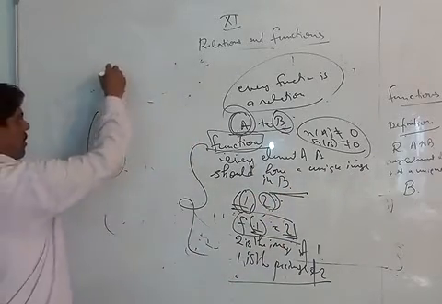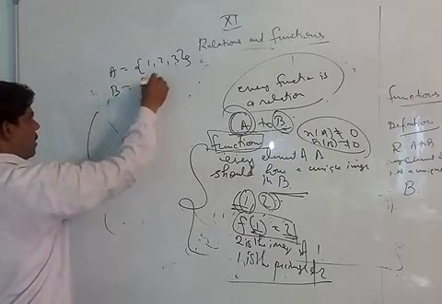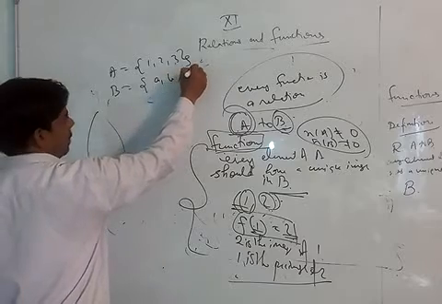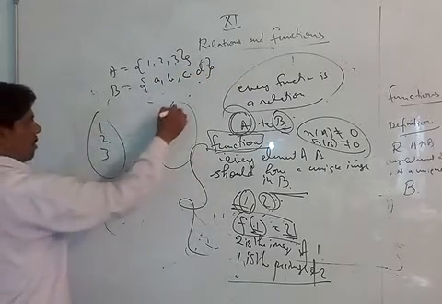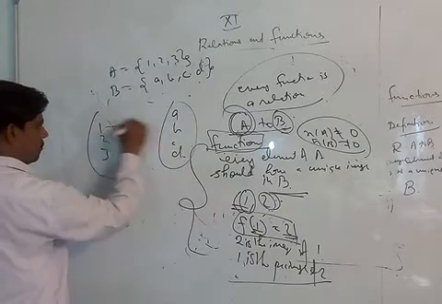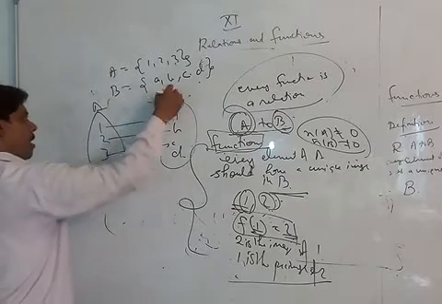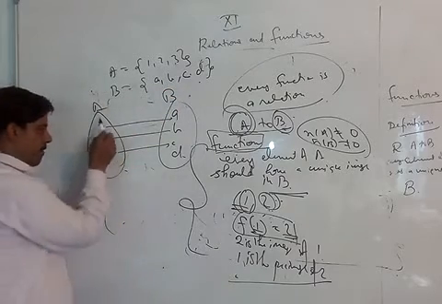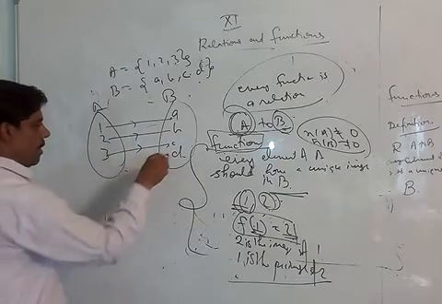सपोज करो A मैंने डिफाइन कर दिया 1 2 3 और B मैंने डिफाइन कर दिया A B C. D भी ले लेते हैं. So we are getting 1 2 3 and A B C D. सपोज डायरेक्टली कनेक्टेड है. अब यहाँ पर एवरी एलिमेंट ऑफ A में, एवरी एलिमेंट 1 2 3 सबकी इमेज होनी चाहिए A B C. D इज लेफ्ट आउट.